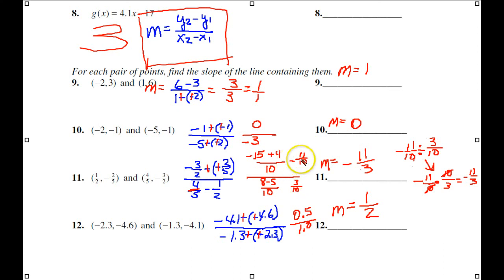This is a negative 11/10, which is a negative 11/10 divided by 3/10. I change it to multiplication. Flip this. The tens cancel out, and I'm left with a negative 11/3. And this one, when I do what I need to do, I end up with a 0.5 over 1. And I don't know if you can see that, if I multiply this one by 10 and this one by 10, it's 5 over 10, which is 1/2.